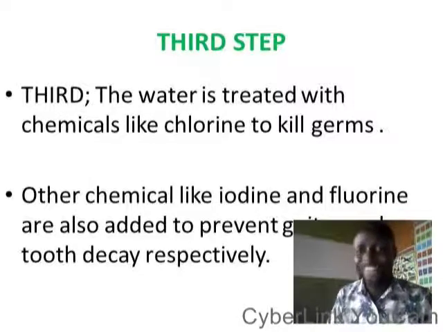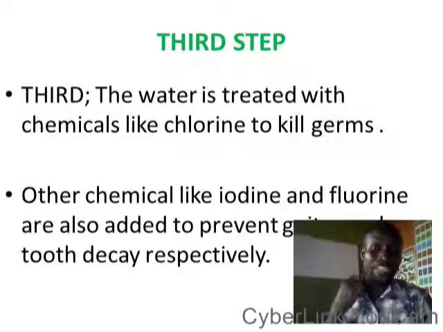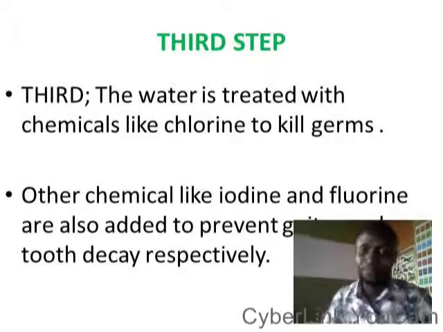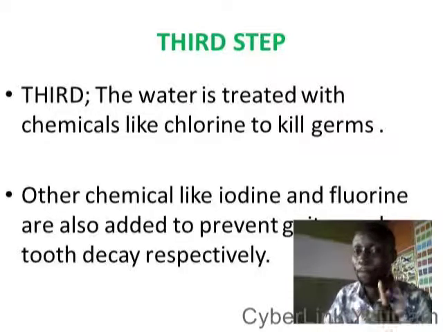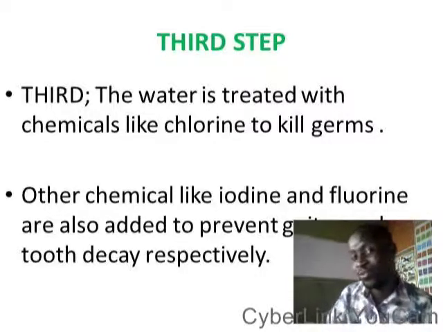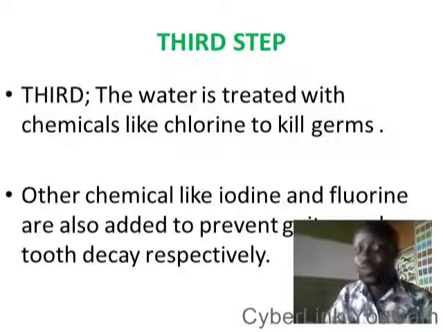Now the third step is that the water is treated with chemicals. Number one of those chemicals is chlorine, and chlorine kills germs. Germ could ask you, what is the function of chlorine in water treatment? It is to kill germs.